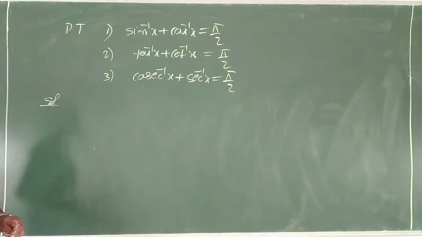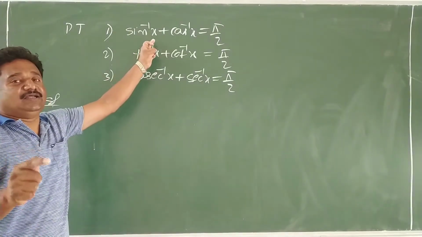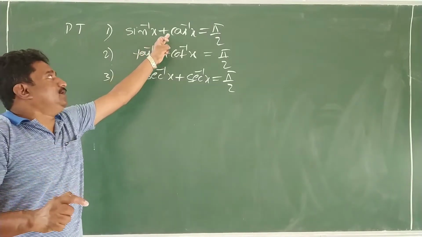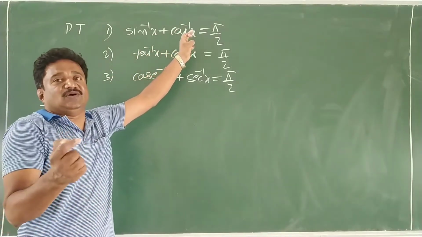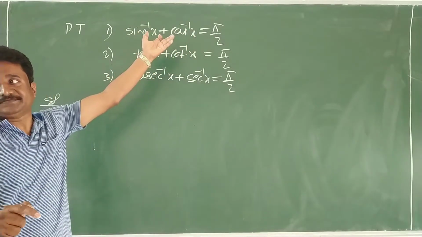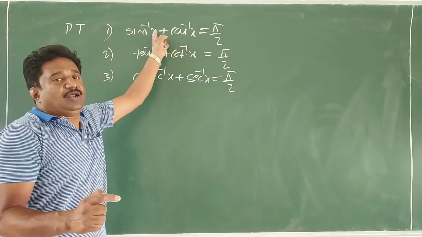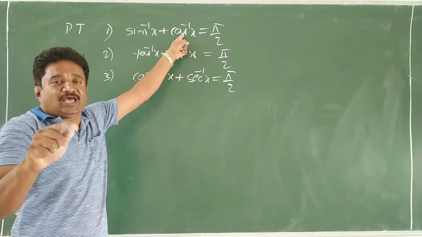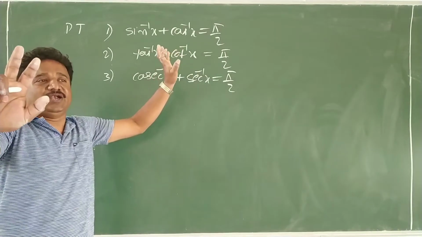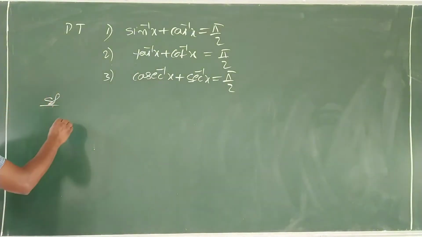As usual, you go for put either sin inverse x equals theta or cos inverse x equals theta. From both, it could be solved. That means you take one among these two as theta. You need not always take theta. You can take your own symbol, any symbol of your own. Now I go for proving that.